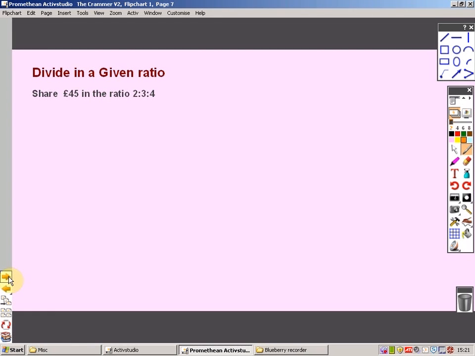Right, dividing in a given ratio. We've done this lots of times as well. Share 45 in the ratio 2 to 3 to 4. The key bit is the share word, and then we have the ratio, so we know it's one of these. We draw our grid first of all. We've got 2, 3, and 4. We need a total. When we add this up, 2 add 3 is 5, add 4 is 9. That's my total there. That's my parts. And my amount.